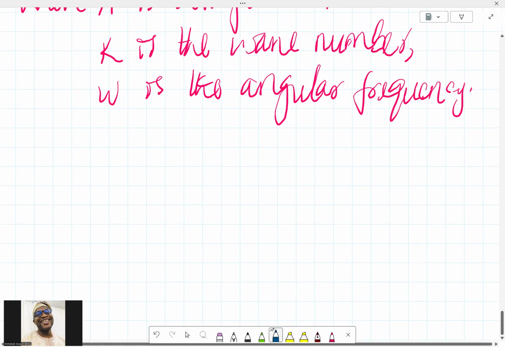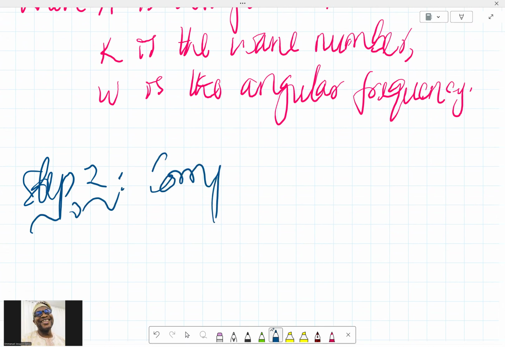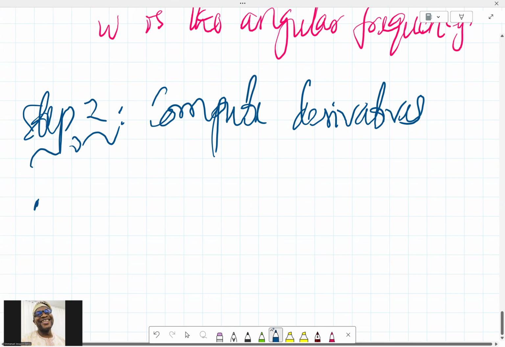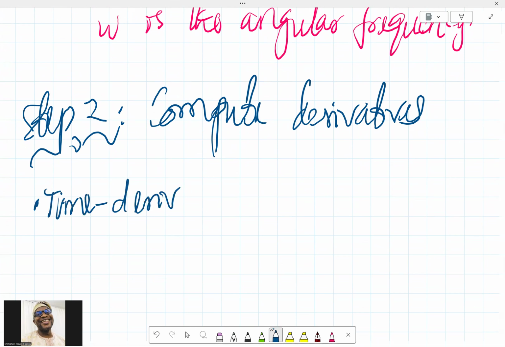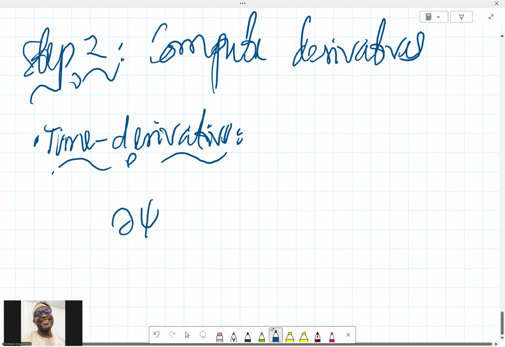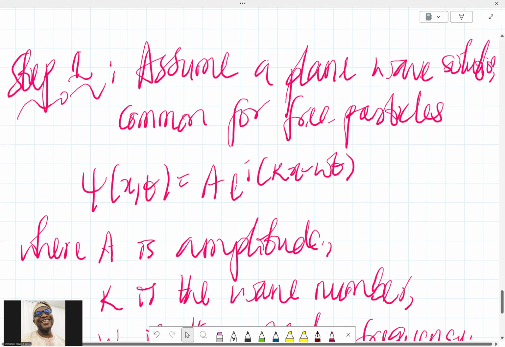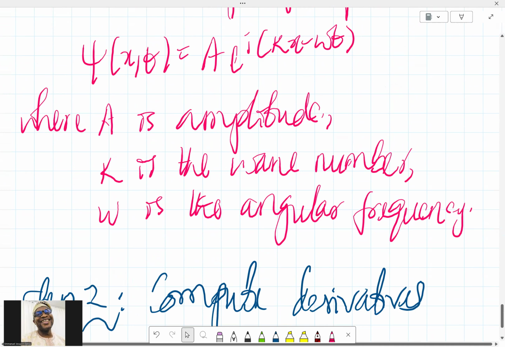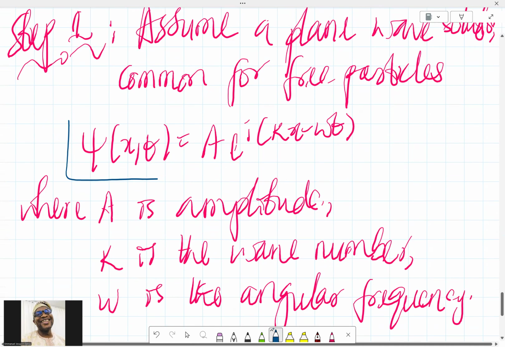Okay. So step 2. So we can compute derivatives. So first of all, we talk about the time derivative, which is partial psi, partial t. If you look at the partial psi, partial t of this solution you assumed now.